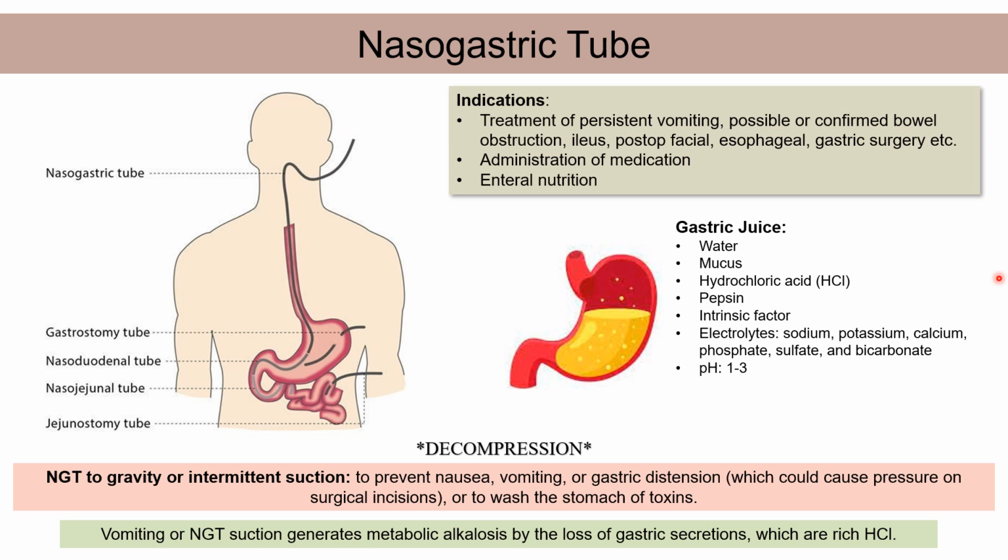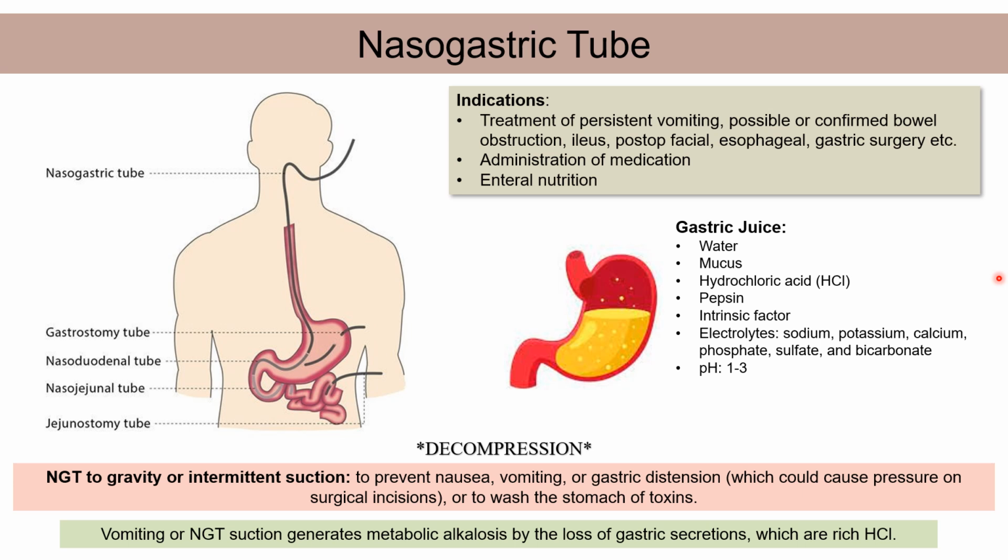The most common way is going to be intermittent suction. That means you have it hooked up to the suction on the wall and it's intermittent. It's going to suction for a small amount of time and then it's going to shut off. Then it's going to start up again and then it's going to shut off. There's also continuous suction, which is less common, but you still may see that ordered.